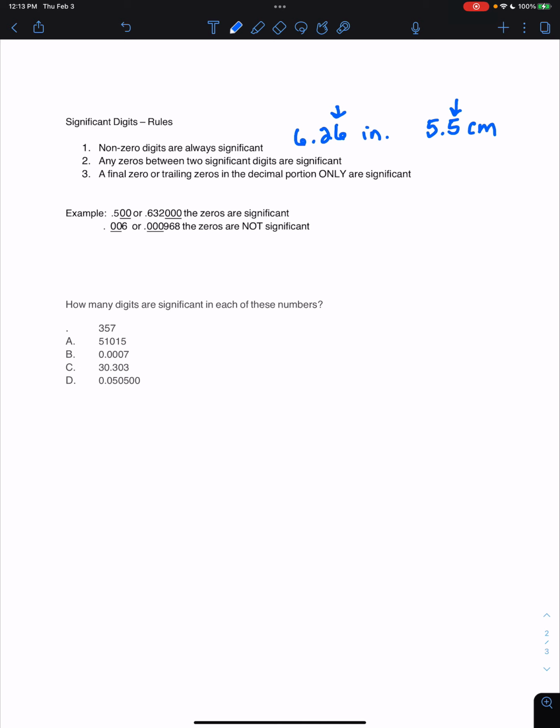Then our second rule: any zeros between two significant digits are always going to be significant. So for example, if I had a measurement of 606 miles, this zero, because it's between two significant digits, is going to be significant. So I have 3, in this case, significant digits.